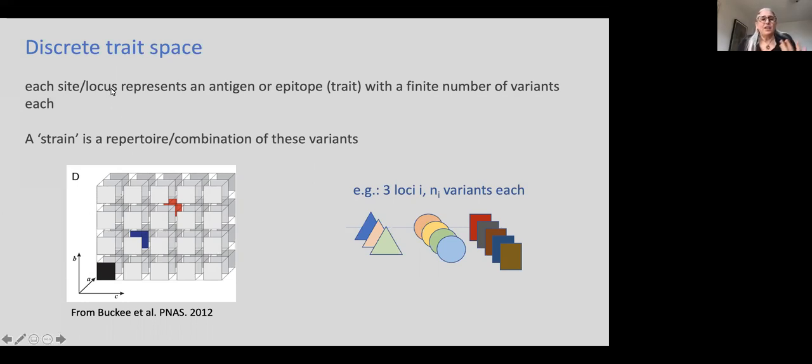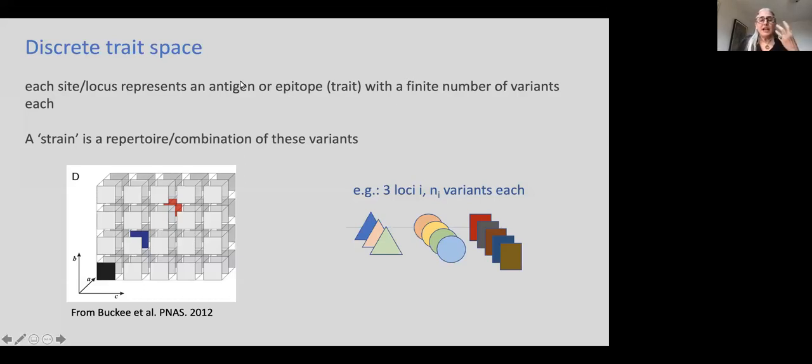Here we can choose to go with a discrete or a continuous space, and I'm going to start with a discrete trait space. You have to visualize the representation as a pathogen having a set of, I'm going to call them, sites or loci. Each of those represents an antigen. You may find in the literature the word epitope. That's the part of the molecule that the immune system recognizes.